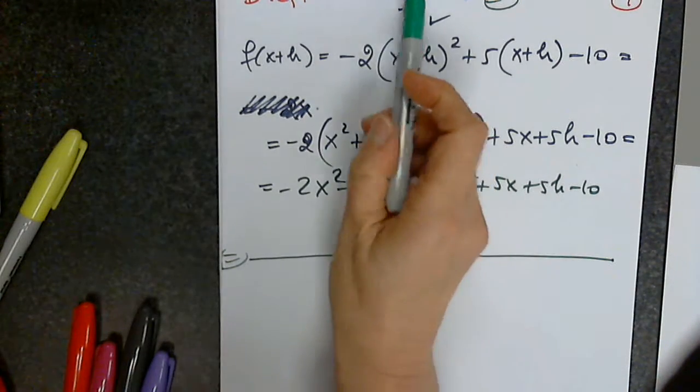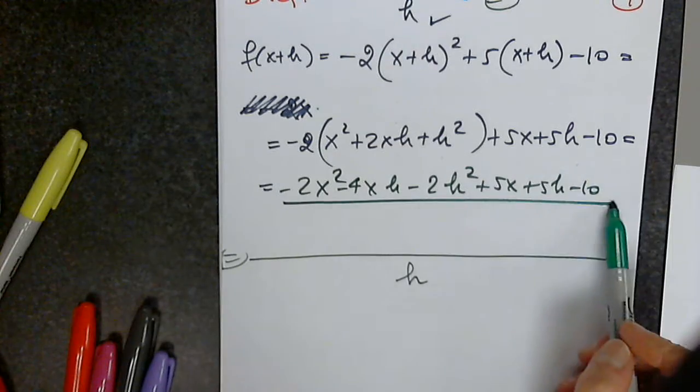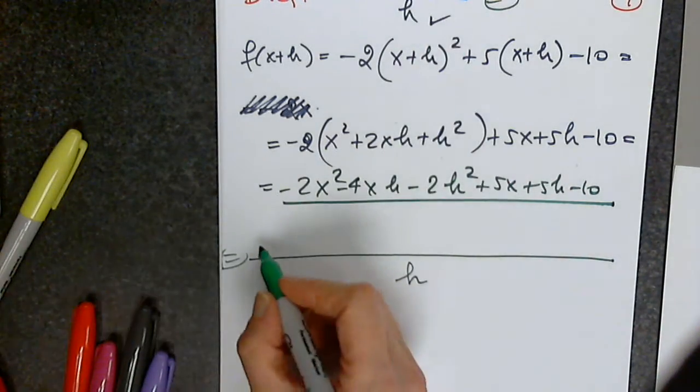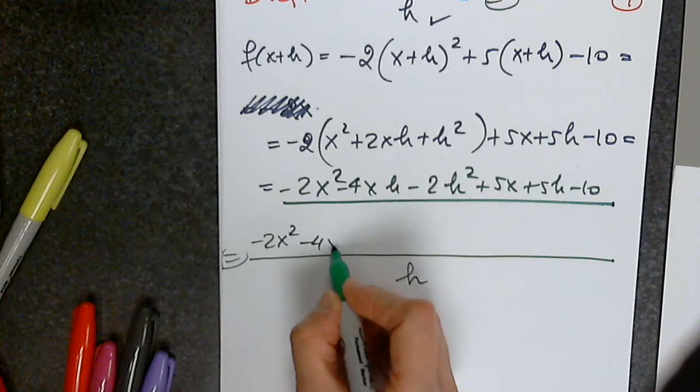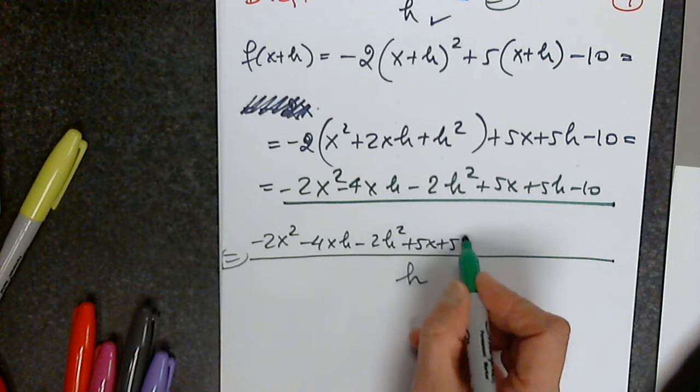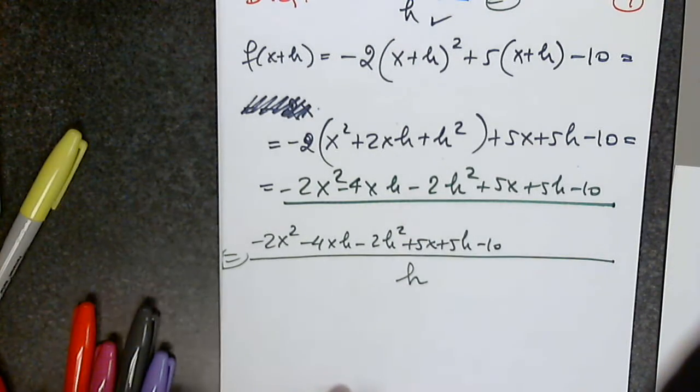So this is negative, of course, -2x squared minus 4xh minus 2h squared plus 5x plus 5h minus 10. So now I can continue and write the whole thing. So this is this whole thing, and then minus the function. So -2x squared minus 4xh minus 2h squared plus 5x plus 5h minus 10. So now minus the function.